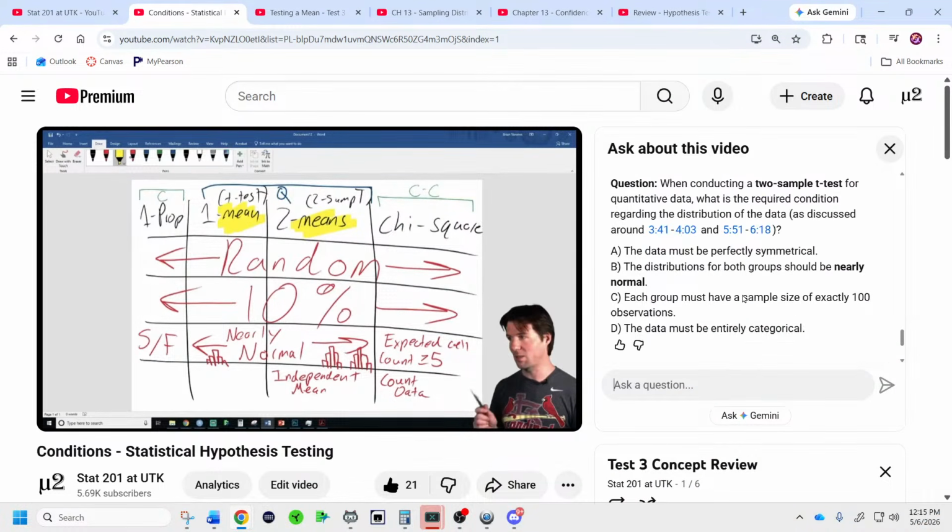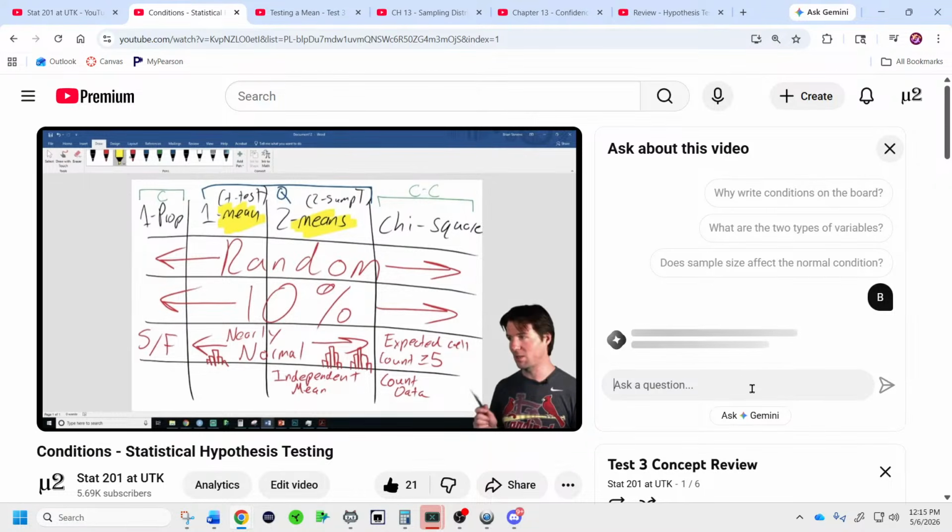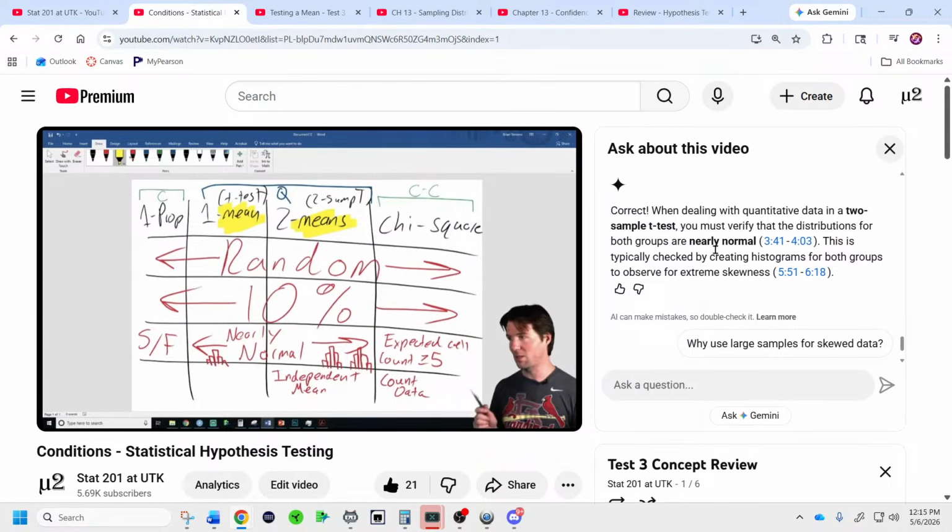Wow. Okay, let's see. So when conducting a 2 sample t-test for quantitative data, what is the required condition regarding the distribution of the data? So it said it's nearly normal. Well, I don't know why it highlighted the answer. B. So let's see. Correct. That is neat. Okay, so that's really cool right there.